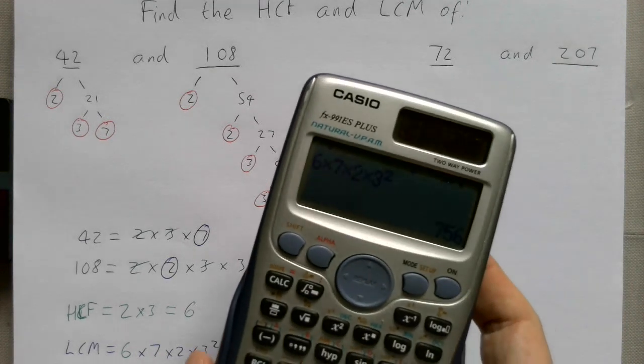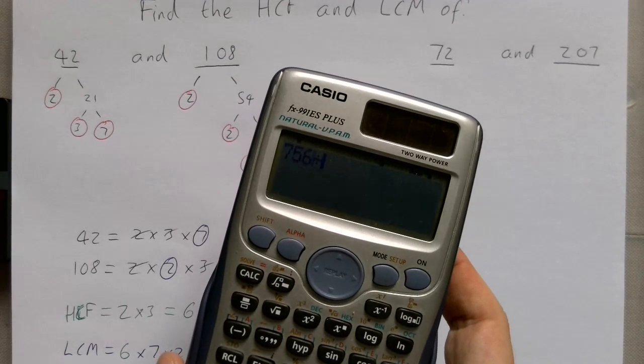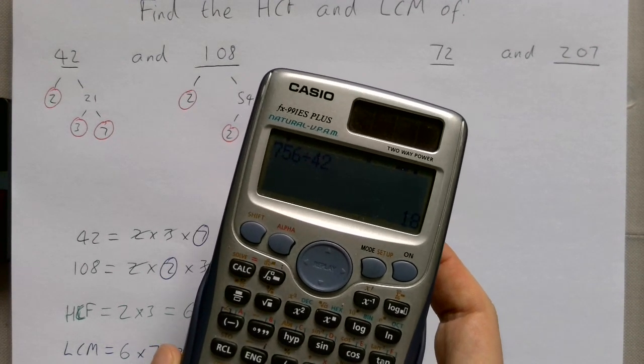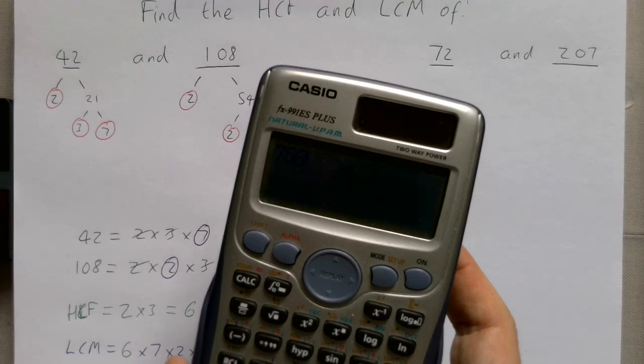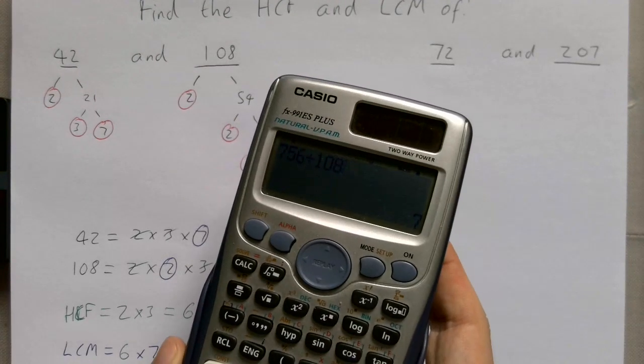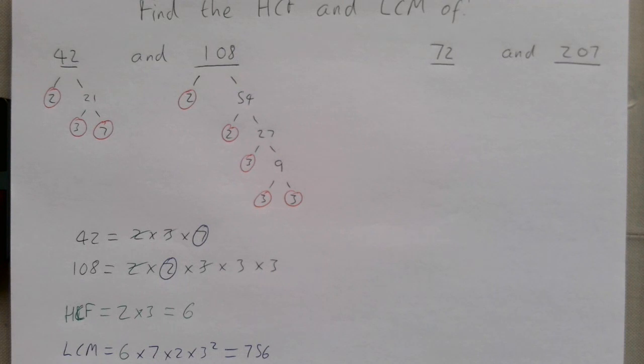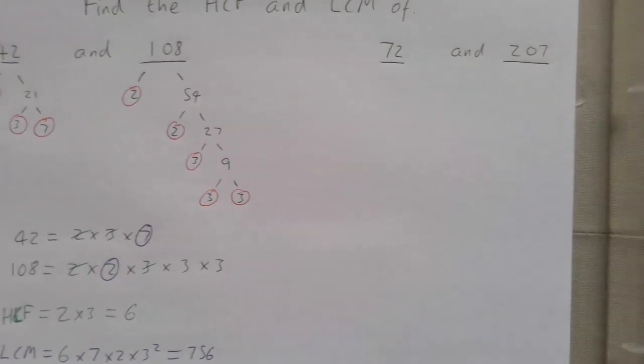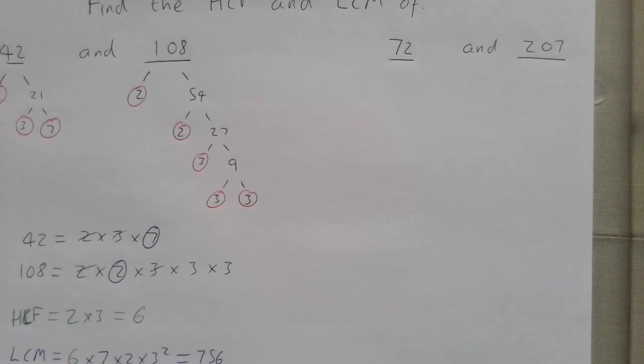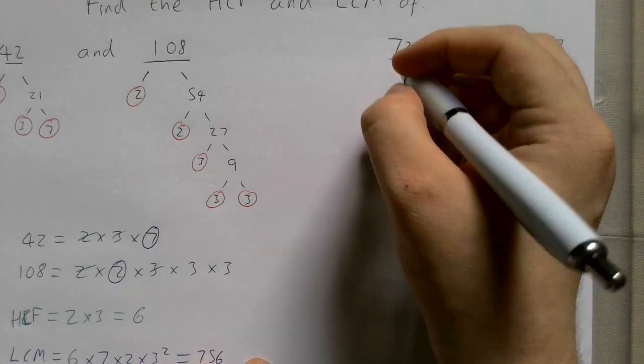And then I'm just going to do my check. 756 divided by 42 is 18. And 756 divided by 108 is 7. Yep, those both go in. So well, if you got that one right. Moving on to 72 and 207.